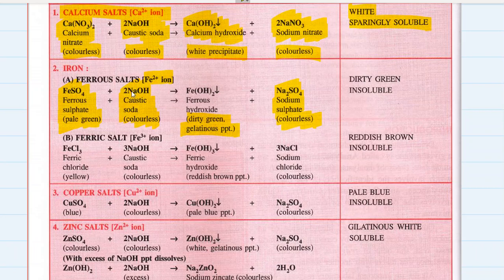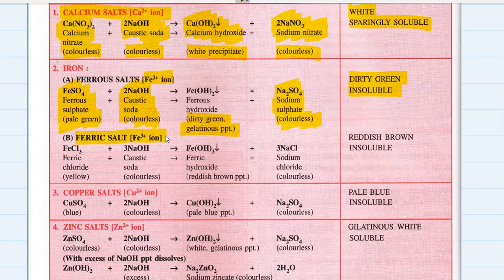Now if you add sodium hydroxide in excess, what will happen? This dirty green precipitate will remain insoluble. There is no effect of excess sodium hydroxide on this ferrous salt solution.